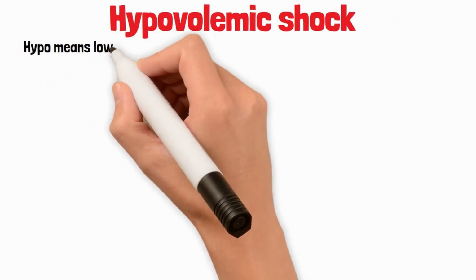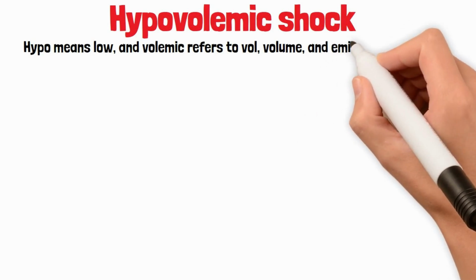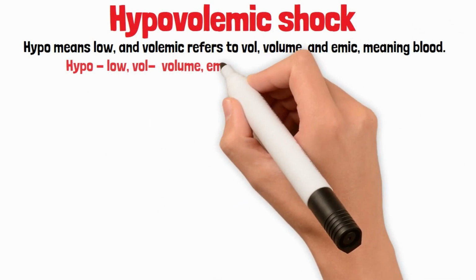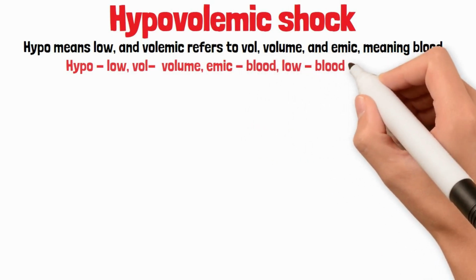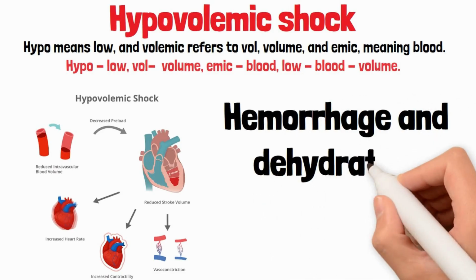Hypo means low, volemic refers to volume, and emic, meaning blood. Hypo, low, volume, emic, blood: low blood volume. This occurs when there is a significant loss of intravascular fluid, leading to decreased circulation of blood. This can result from a hemorrhage or dehydration.